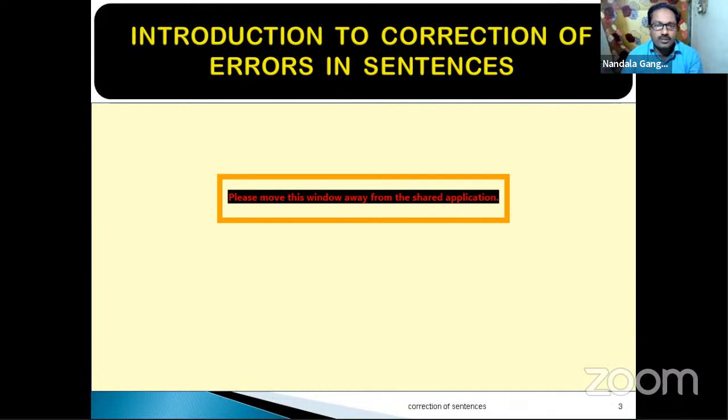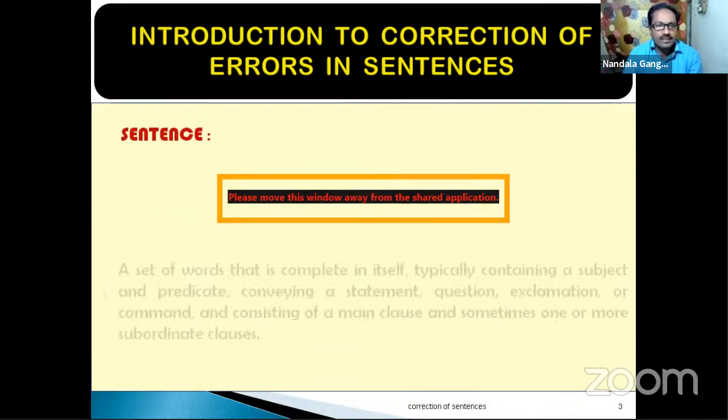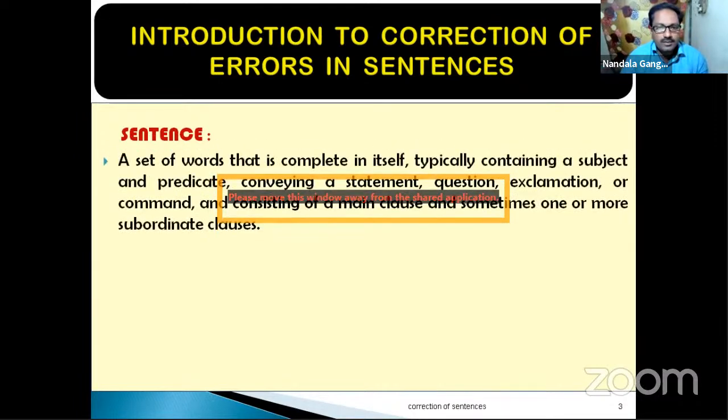First of all, I would like to introduce what a sentence is. A sentence is a set of words that is complete in itself, typically containing a subject and predicate, conveying a statement, question, exclamation, or command, and consisting of a main clause and sometimes one or more subordinate clauses. A sentence gives us a meaningful, complete sense.